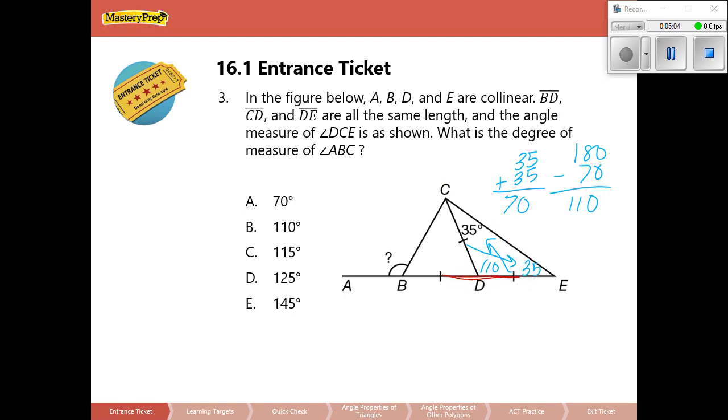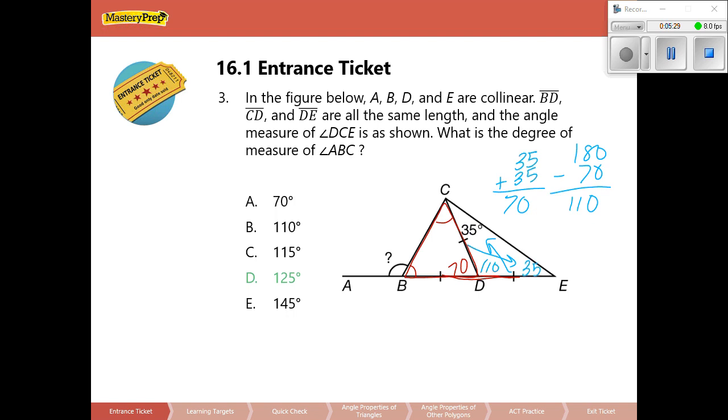These two angles here add together to be 180 because they make a straight line, which means angle D, this angle over here, is 70. And the reason we say that is, again, because we have another isosceles triangle. These two angles are the same.